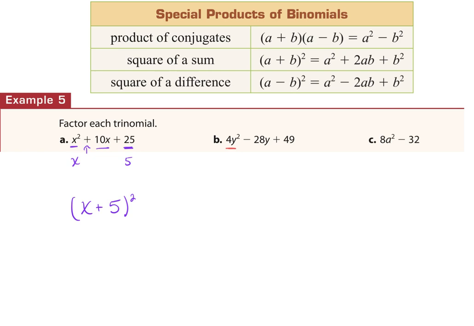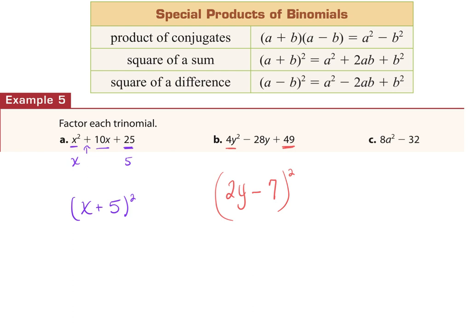4y squared, that is a perfect square. It is 2y. 49 is a perfect square because that is 7 squared. Then I'm going to look at the middle term. 2y times 7, that is 14y. If I double it, I get 28y. Yeah, this is also a perfect square. This is a minus 28, so this guy is going to be a minus, and I square him.